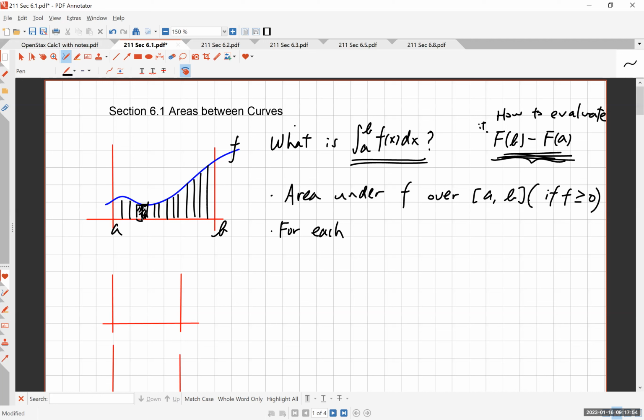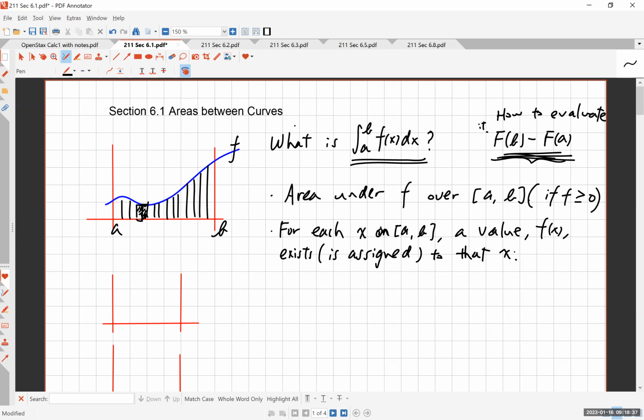All right, so basically what we have here is that for each x on this interval, there is a value f of x that exists or is assigned, right? I mean, that's what a function is. A function f is an assignment from each point x to a real value. That's a real valued function. So for each x on ab, there is a value which is assigned to that x. And so every point has a value which could be different from point to point, even if the points are infinitesimally close to each other.